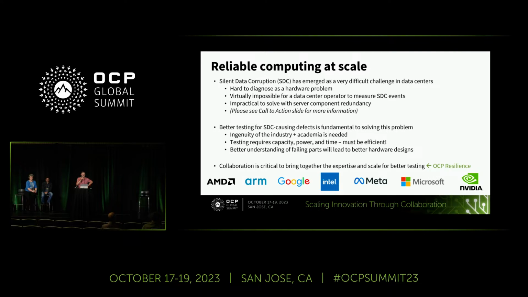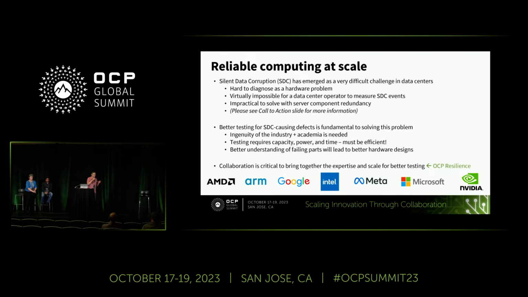So the context of our talk is silent data corruption and how it's emerged as a very difficult challenge in data centers. And if you've been to OCP in the last few years, you may have seen one of our talks or our panel discussions about this. If you want more information on those, I've got links in the call to action slides, so you can follow up on those. But if you have or you haven't been to one of the previous things, silent data corruption has emerged as a difficult challenge.